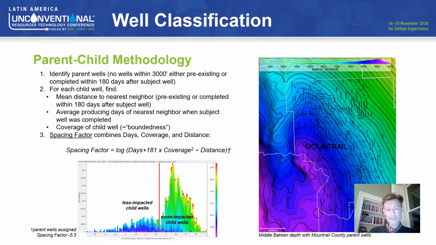The red line represents approximately a median value for the data set. And then the less impacted child wells are over on the left. You can see they tend to be older wells. When they were drilled, they were less impacted. The way I handled the parents was I assigned them an arbitrary spacing factor of -5.5, so they would fit on the spectrum, and you'll see how I use that.